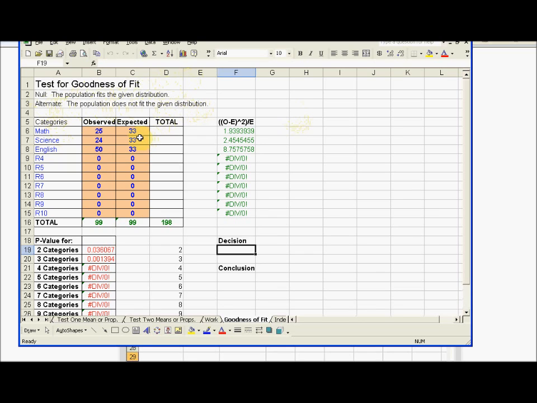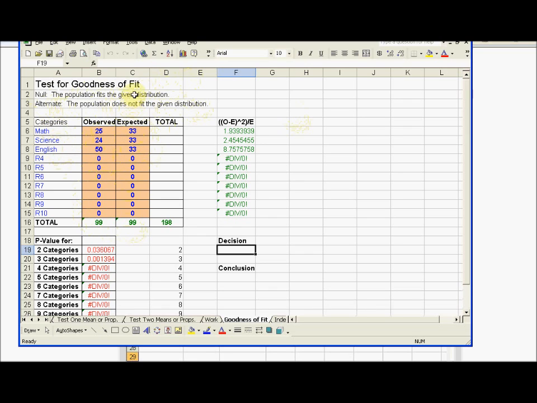So what is the given distribution? Well, that depends on the problem. And so I've just put in a sample problem here, and I'm just going to talk you through it. So let's say that there are three different study areas in a school. And you've got 99 students. And if they were going at random to these three different study areas, then you would expect to have about a third of them in math, a third of them in the science study area, and a third of them in the English study area. However, what you observe is 25, 24, and 50 in the respective study areas.